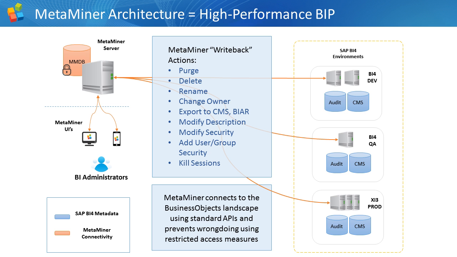Taking a little look at the MetaMiner architecture, we can see precisely just how the engine works. Over on the top left, you see the MetaMiner server. The MetaMiner server maintains a few different connections to my environment. One type of connection is directly to the audit database, and that connection retrieves through pure JDBC information around all of the utilization and system events that take place for each environment, BI4 or XI3.